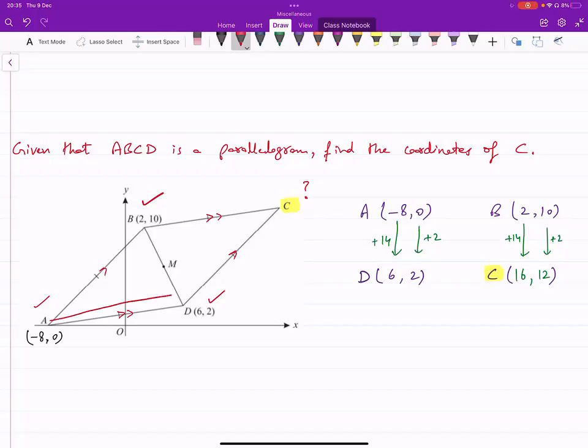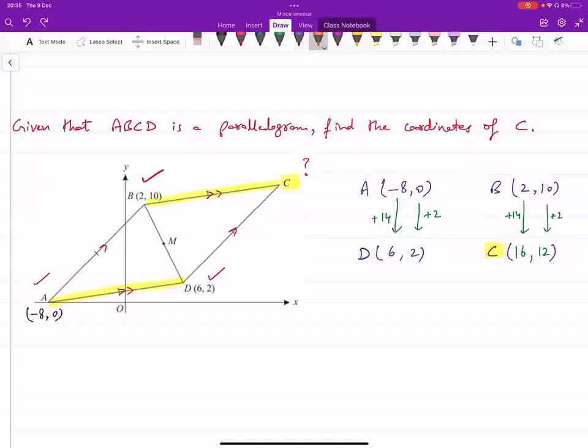A and B, AD in fact, this line AD and the line BC, they're parallel and equal in length, right? So you can say they're equal vectors, right? So A से D पे जाने के लिए भी आपको उतने ही units right और upward जाना पड़ेगा जितना आपको B से C पे जाने के लिए जाना पड़ेगा, right?